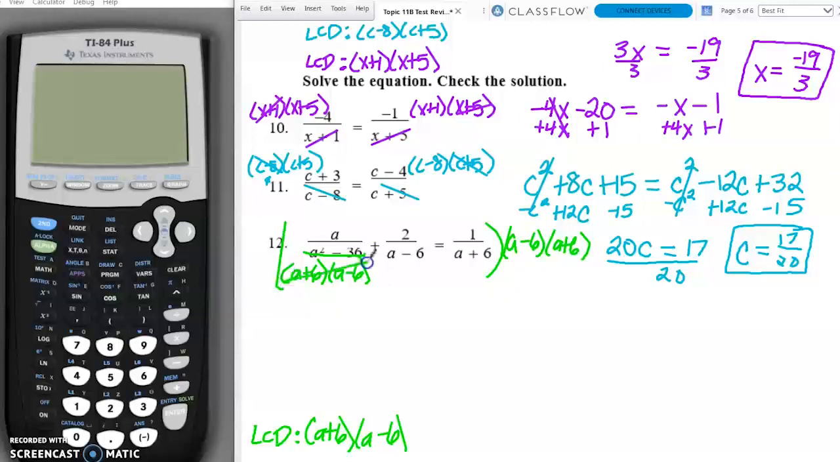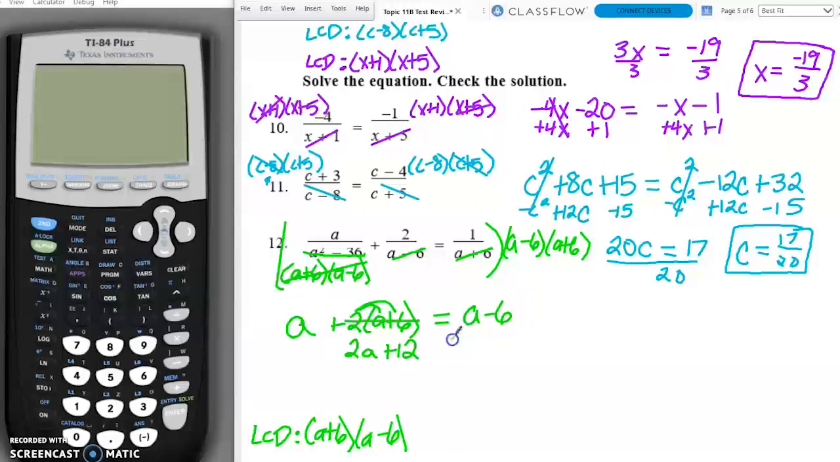So that means everything on this first fraction cancels. And so we're left with just a. On the second one, the a minus 6 will cancel, but you're going to be left with an a plus 6 with the 2. So it's going to be plus 2 times a plus 6 equals, and on the 1 over a plus 6, the a plus 6 will cancel, but you still have that a minus 6 hanging out. So 1 times a minus 6 is just a minus 6. I'm going to go ahead and multiply that 2, so this is going to be 2a plus 12.